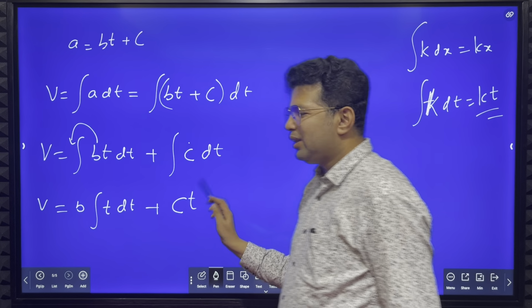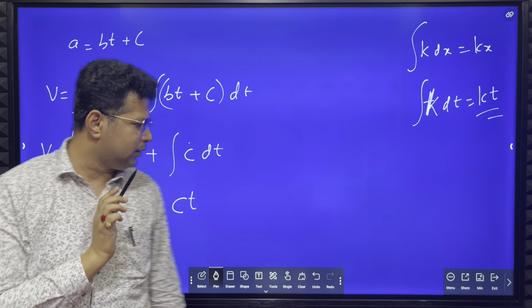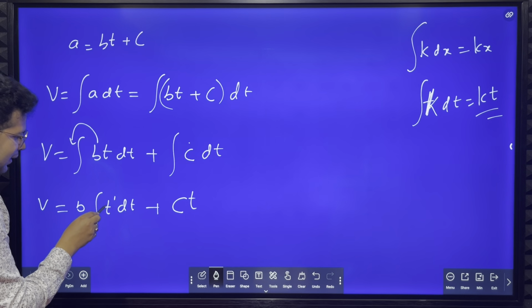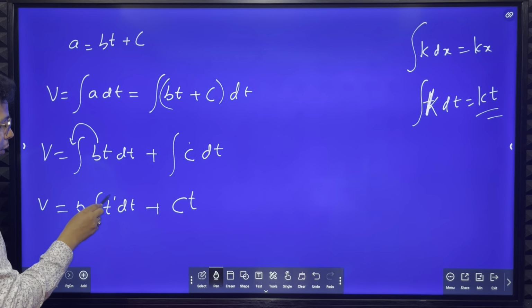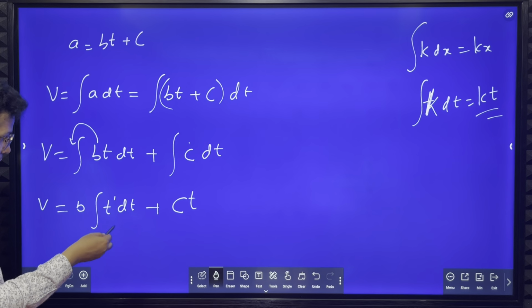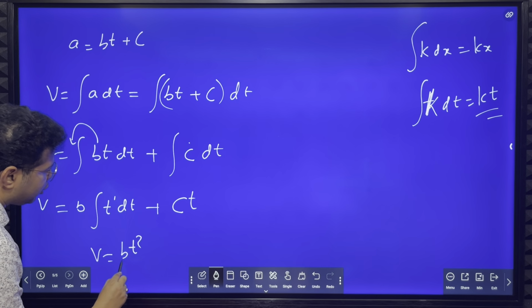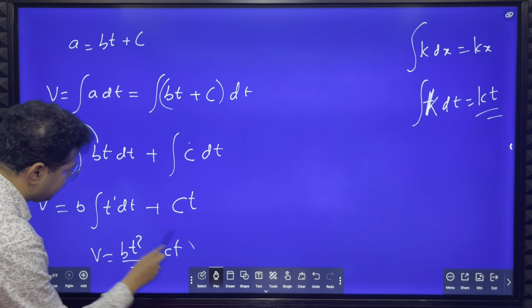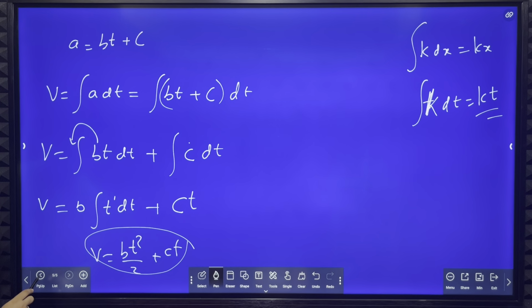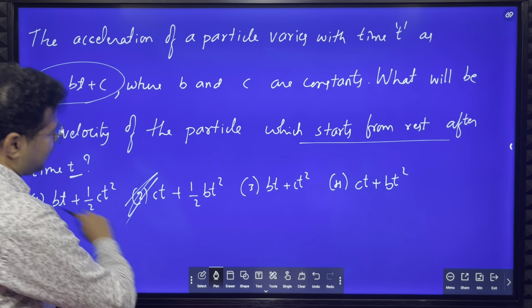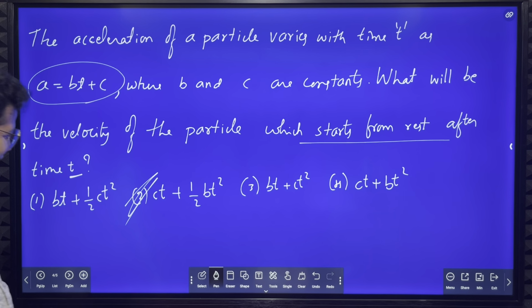So in the given problem they have told that c is a constant. So what is integration of t with respect to t? There is t power 1. t power 1 plus 1 divided by 1 plus 1, correct? So what happened? Velocity is equal to bt square by 2 plus ct. Velocity equals bt square by 2 plus ct. Correct? This is the answer.